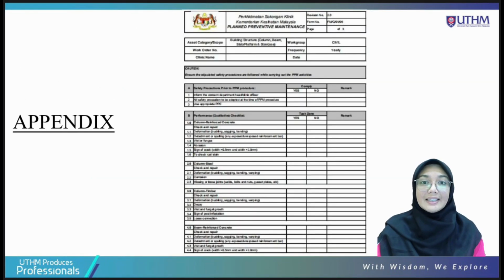Okay, this is the Planned Preventive Maintenance checklist in the appendix. We can see the elements that are listed in the Planned Preventive Maintenance checklist.